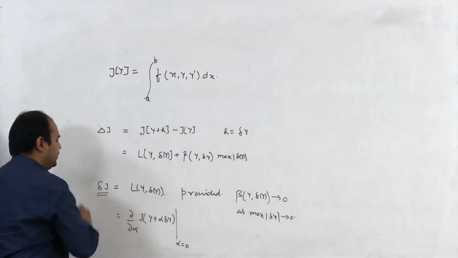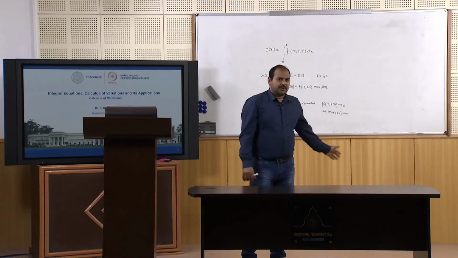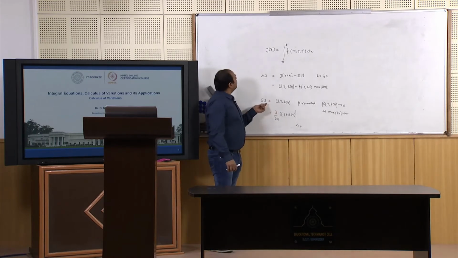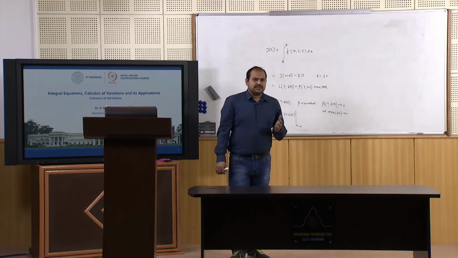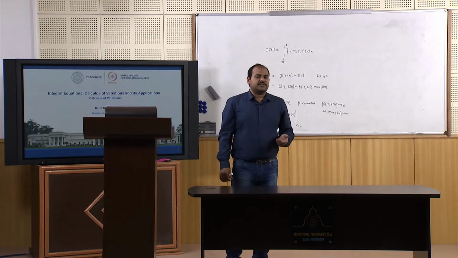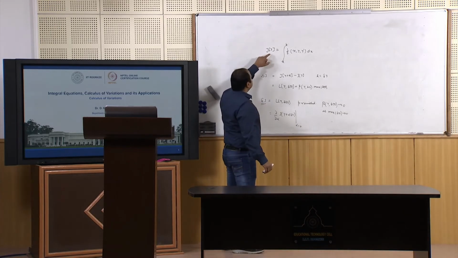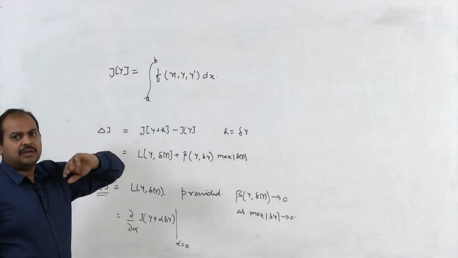So this is the definition which we have discussed, and with the help of this variation of the functional J, we have derived the Euler equation, which is a necessary condition for an extremal to satisfy. So if y is the extremal of this functional J, then it must satisfy Euler's equation.